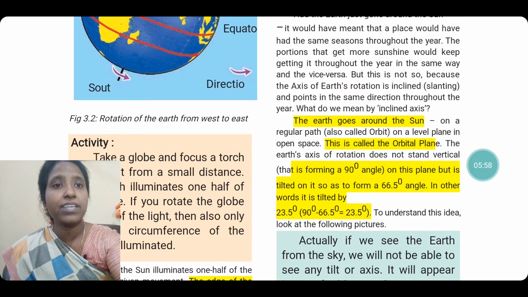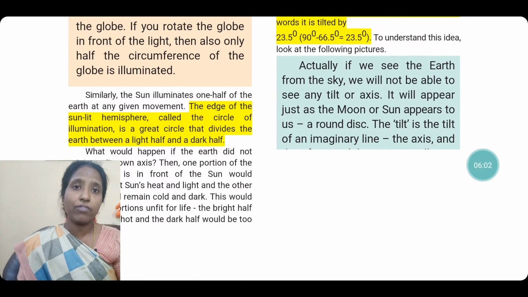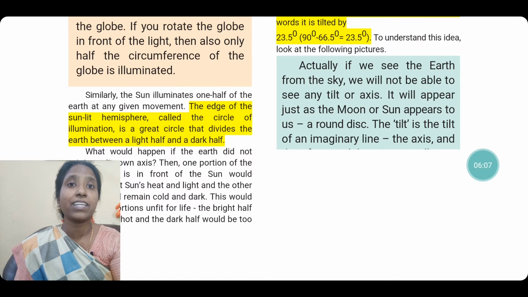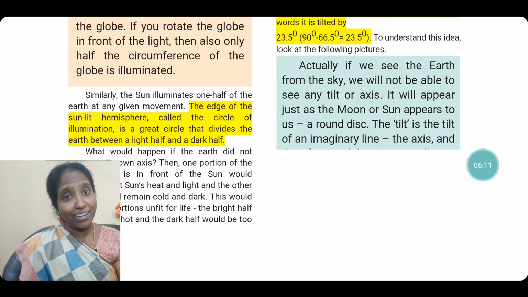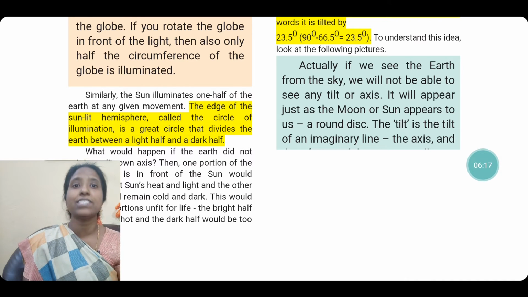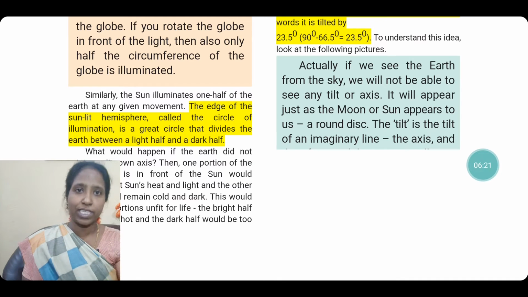That is why we find the sun rising in the east and setting in the west. It is like when we travel in a train: when we go in one direction, we see the trees moving in the other direction. Are the trees moving? No, the train is moving, and you see the trees moving in the opposite direction. In the same way, the earth is moving from west to east, and we find the sun rising in the east and setting in the west.